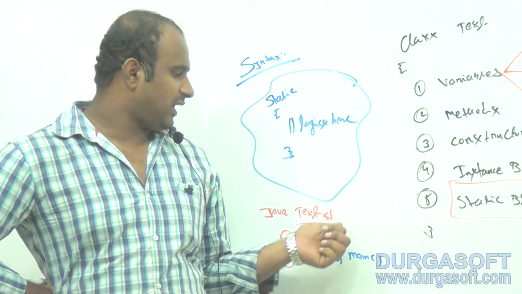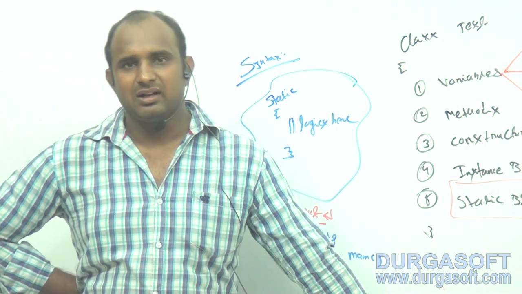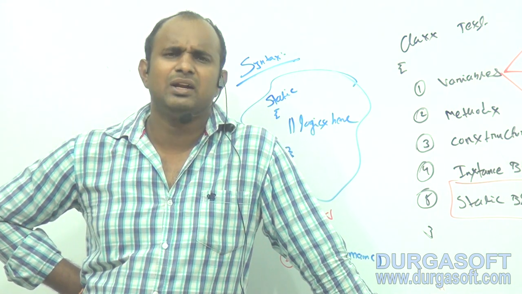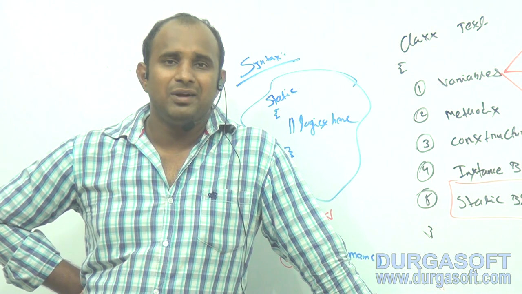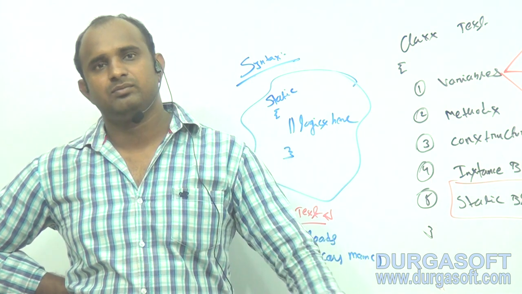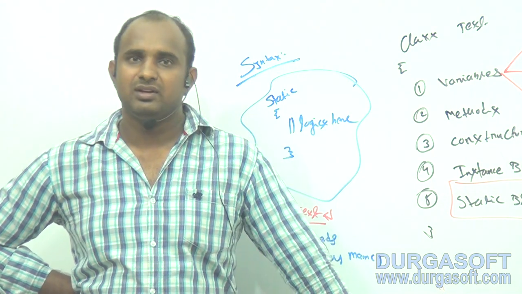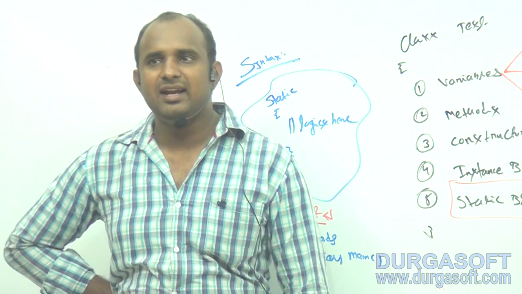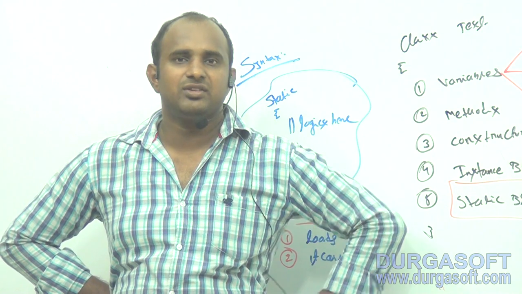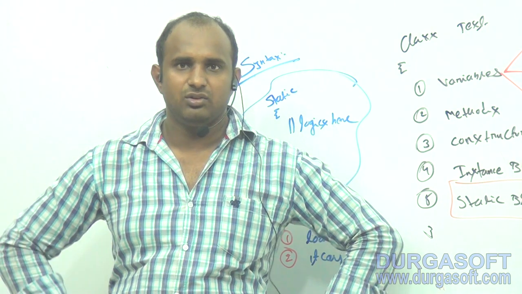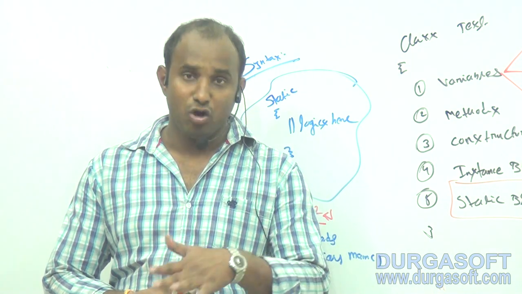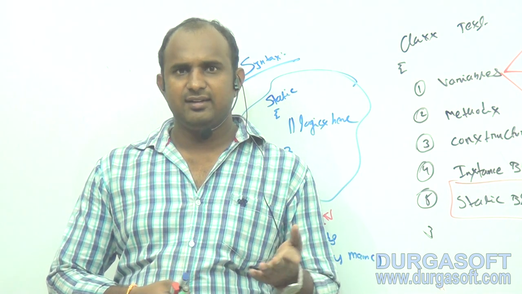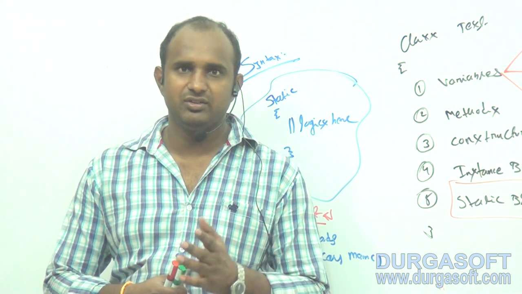When you're trying to execute the class, only one time the .class file will be loaded. Only one time the .class file is loaded means how many times are static blocks executed? Only one time. Now the instance block: instance block's execution depends on object creation. If I created 10 objects, 10 times instance blocks are executed.